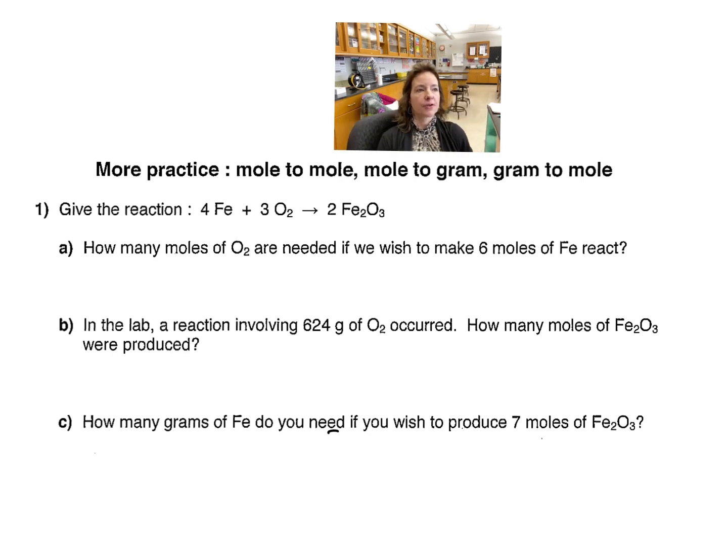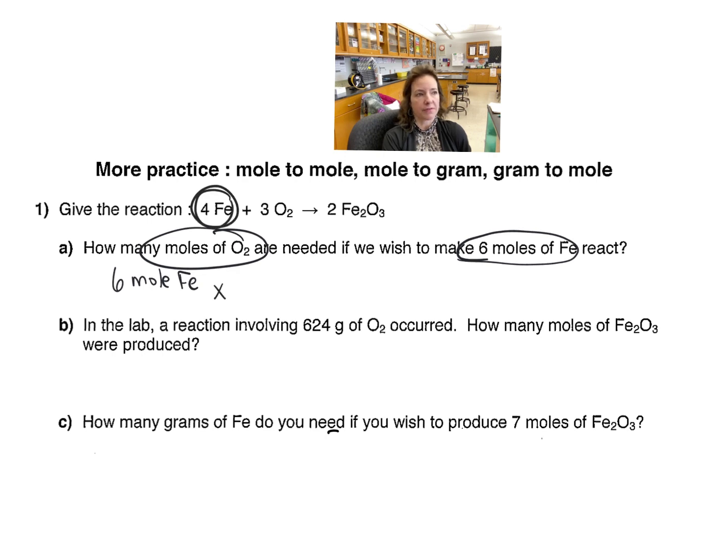All right, for this first problem, we are given 6 moles of iron and we need to find out how many moles of oxygen are needed. So the first thing that you want to do is lay out that you are given moles of one material and you need to find moles of a different material. So we're going to be using what's called the mole to mole ratio. We're going to use the coefficients from the balanced equation to solve this problem.